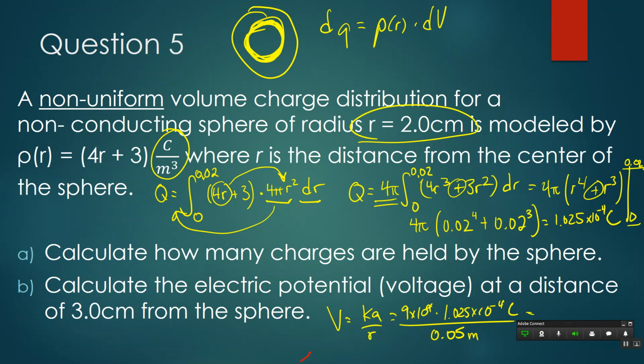You guys have an answer for this one? It should be about 1.8 times 10 to the minus 7, something like that. Is that what you guys got? 1 point something times 10 to the negative 7 times 10 to the power of 7. So we're good with that?